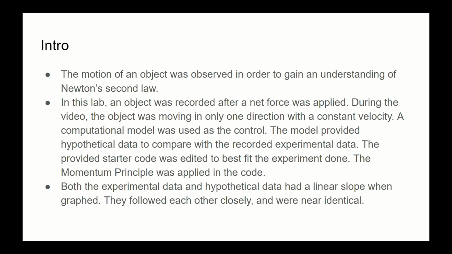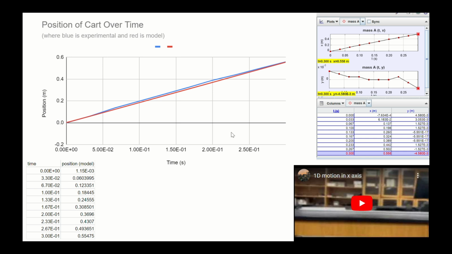A computational model was used as a control, and this model provided hypothetical data to compare with the recorded experimental data. The provided starter code was edited to best fit the conditions, and the momentum principle was applied in this code. Both the experimental data and hypothetical data had a linear slope when graphed, and they followed each other very closely. On this slide, we have a graph of experimental versus model, where experimental is blue and model is red. We also have data from Tracker and a position and time table from GlowScript, as well as the video.